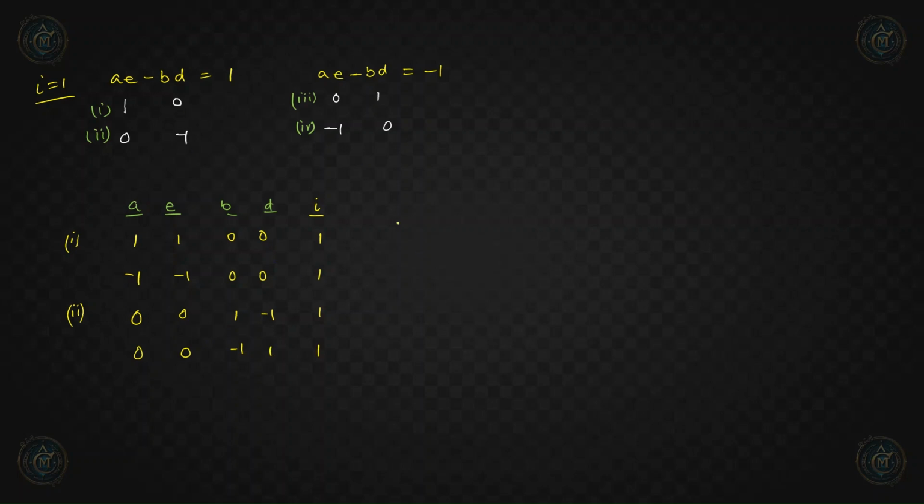And for this case, we have A, E, B, D, and I. So I is again 1, 1, 1, 1. Again, four cases will be there. So AE is 0, 0, and this is equal to 1, 1, or minus 1, minus 1. Then again we have this as minus 1, that means 1, minus 1, or minus 1, 1, and this as 0, 0, 0, 0. These 8 cases are there for I equal to 1.